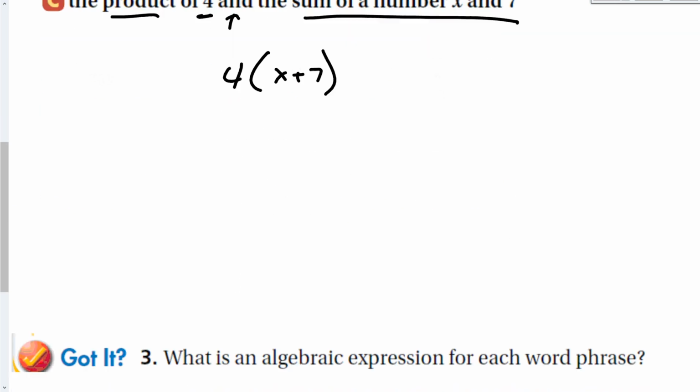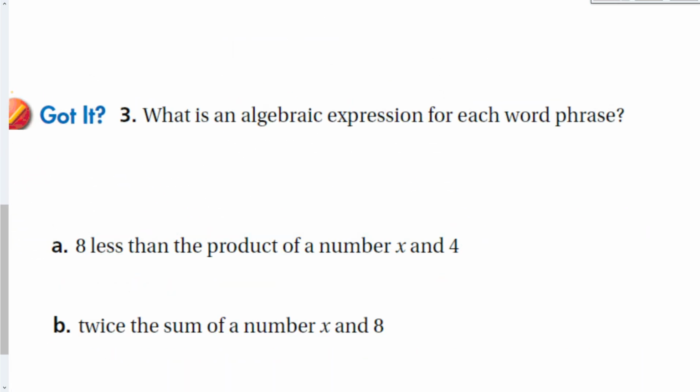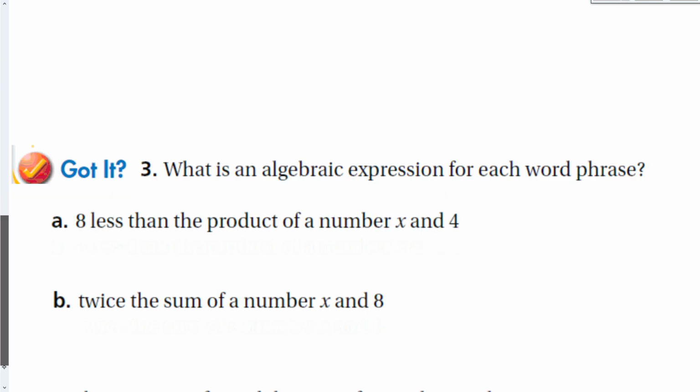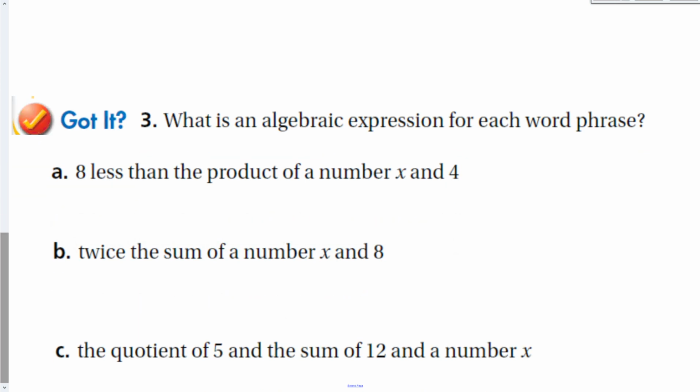Let's look at my got it problems. What is the algebraic expression for each word or phrase? 8 less than, so that's subtraction, the product of a number x and 4. So that's 4x minus 8. 8 less than the product of a number x and 4.